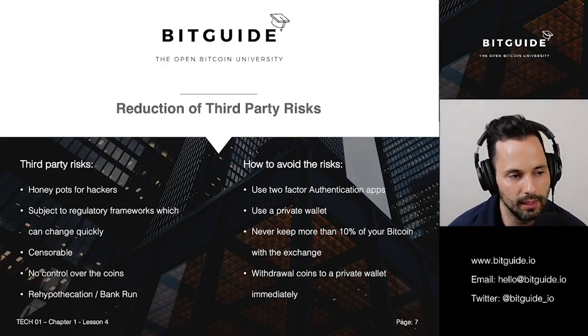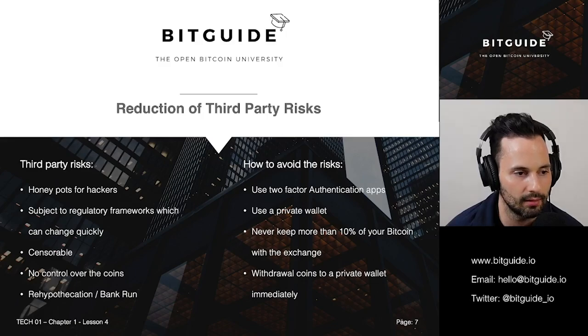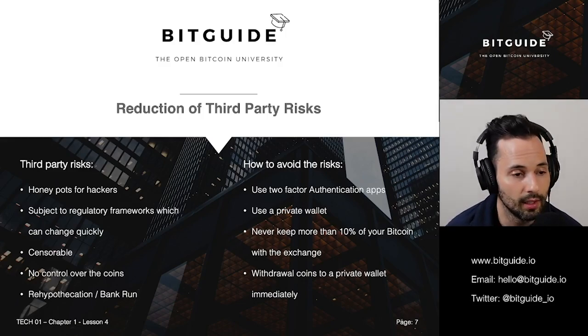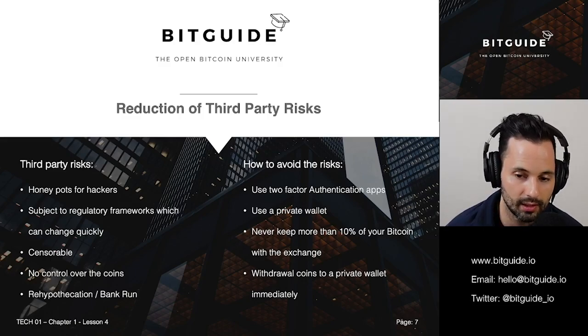And if you want to completely eliminate that subjectivity to regulatory frameworks, which can obviously change quite quickly based on the jurisdiction you're in, as I said, Canada was a perfect example recently, use a private wallet. Stick around this course. Learn how to use a private wallet. That's the best way to store your Bitcoin. And just learn to do it. Don't expose yourself to the risk of being censored or having your Bitcoin hacked with a custodian. Use a private wallet.